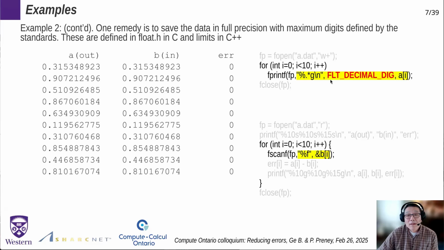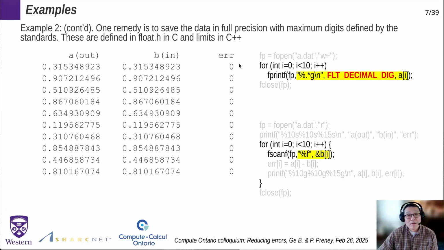This maximum digits is a constant, float decimal dig. This is defined in the standard, and it is available in C and C++. Okay, we write this thing out again into the file in a text format, readable text format, and then I read this data in from the text file that we just generated into array B. And then we calculate the error again.